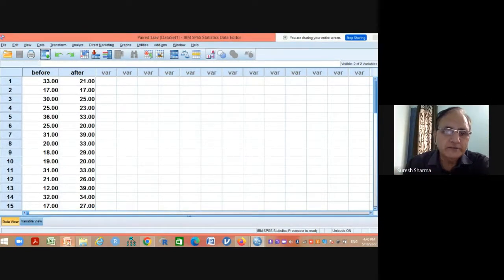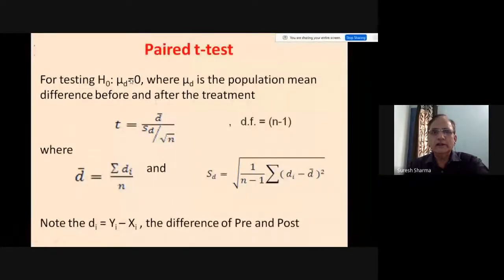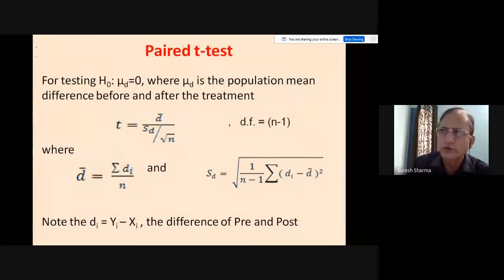The hypothesis for paired t-test will be like this. This will be the hypothesis which we will test, that mu of D is equal to 0. That means population mean difference is equal to 0. And if you accept H0, that means the medicine or the training is not effective at all, because all the differences in totality are 0. But if you reject this hypothesis, then obviously medicine is effective.